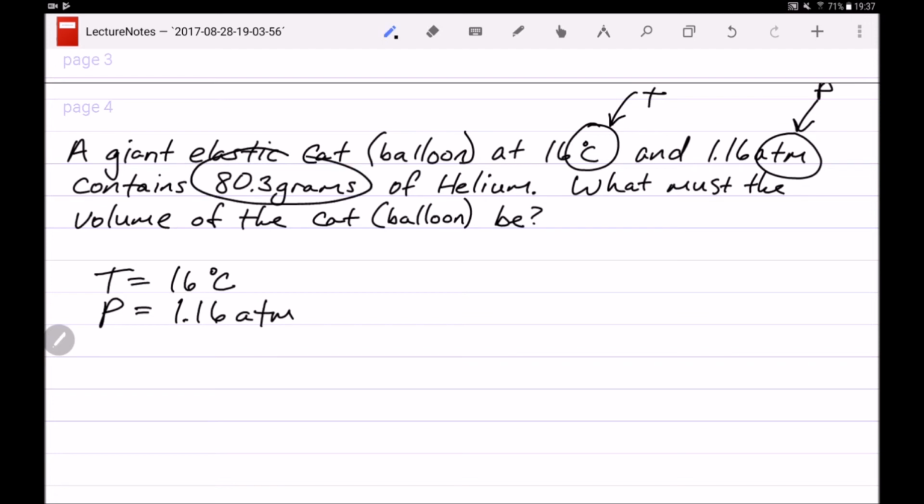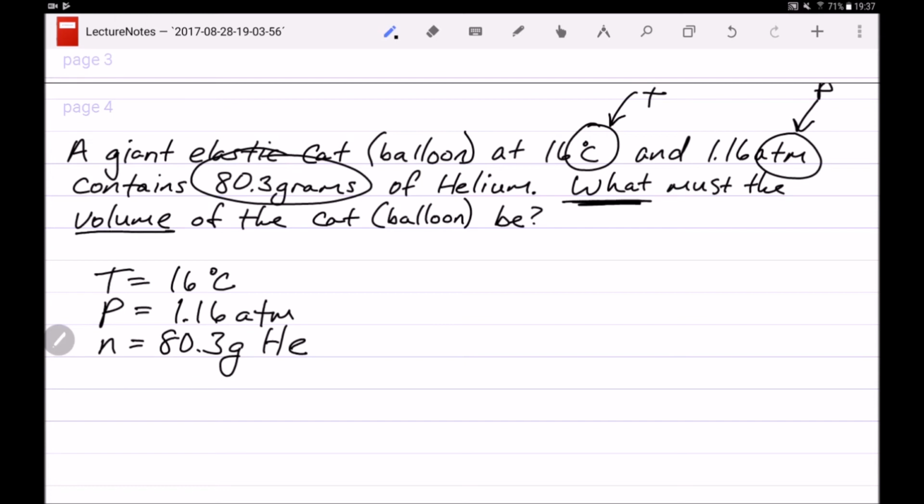And then, I got 80.3 grams. This can be used as your number of moles, provided you know what the molecule is. If you don't know what the molecule is, you can't find the molar mass. And if you can't find the molar mass, then you can't turn grams into moles. But since we know that it's helium, that's not a problem. So 80.3 grams of helium.